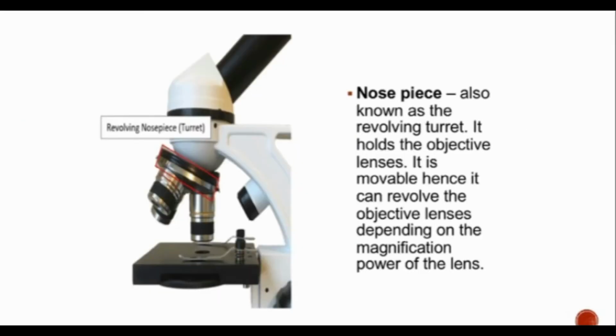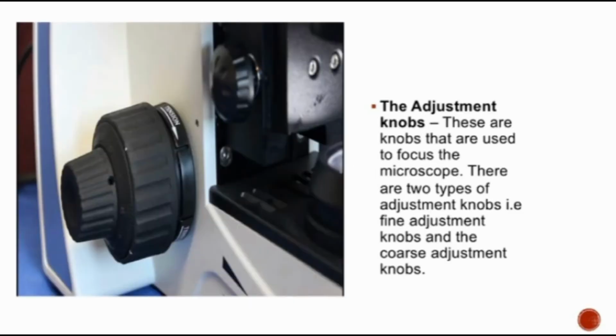Nosepiece, also known as a revolving turret. It holds the objective lenses. It is movable, hence it can revolve the objective lenses depending on the magnification power of the lens. The adjustment knobs. These are knobs that are used to focus the microscope. There are 2 types of adjustment knobs: the fine adjustment knobs and the coarse adjustment knobs.